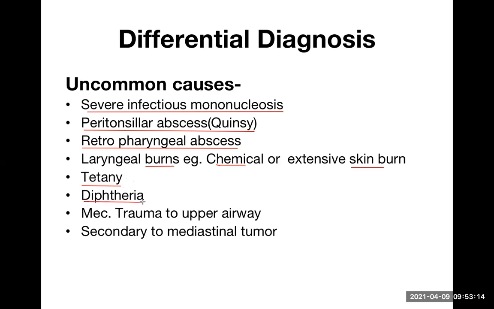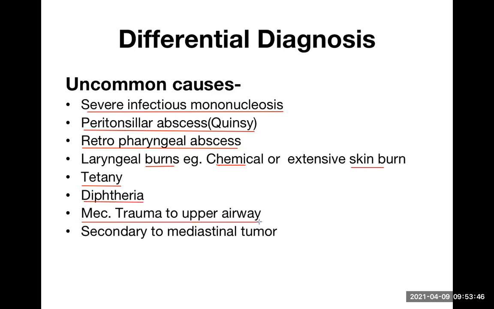Diphtheria. What is the causative agent? Corynebacterium. Very good. Corynebacterium diphtheriae is the causative agent. These days, luckily, we don't have many cases of diphtheria because of the vaccine. Because we have the DPT vaccine, diphtheria pertussis tetanus vaccine. But a few cases are still seen here and there. And this diphtheria can result in airway obstruction.